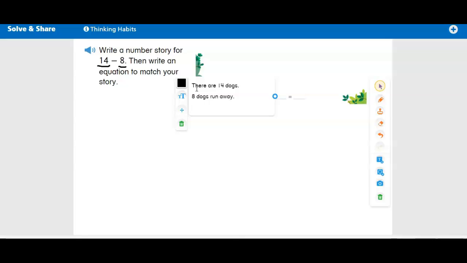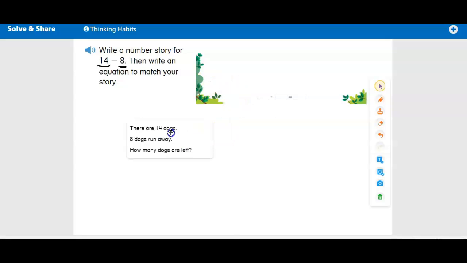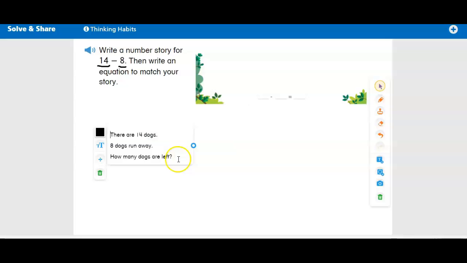So what do we want to find out? We could say, how many dogs are left? And that is a question, so we're going to put a question mark at the end. So let me move this down here.